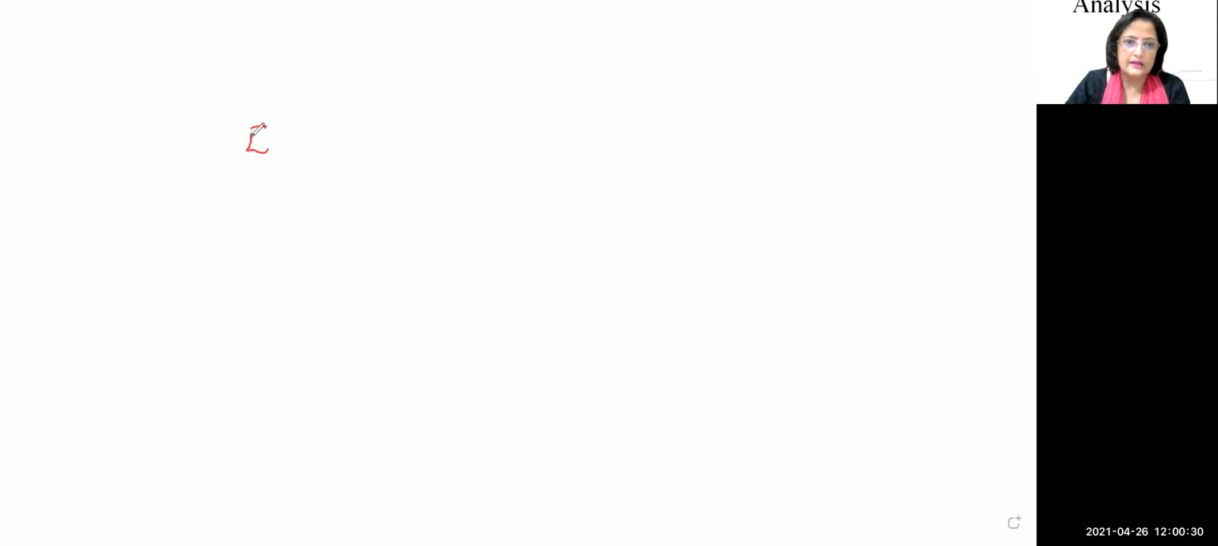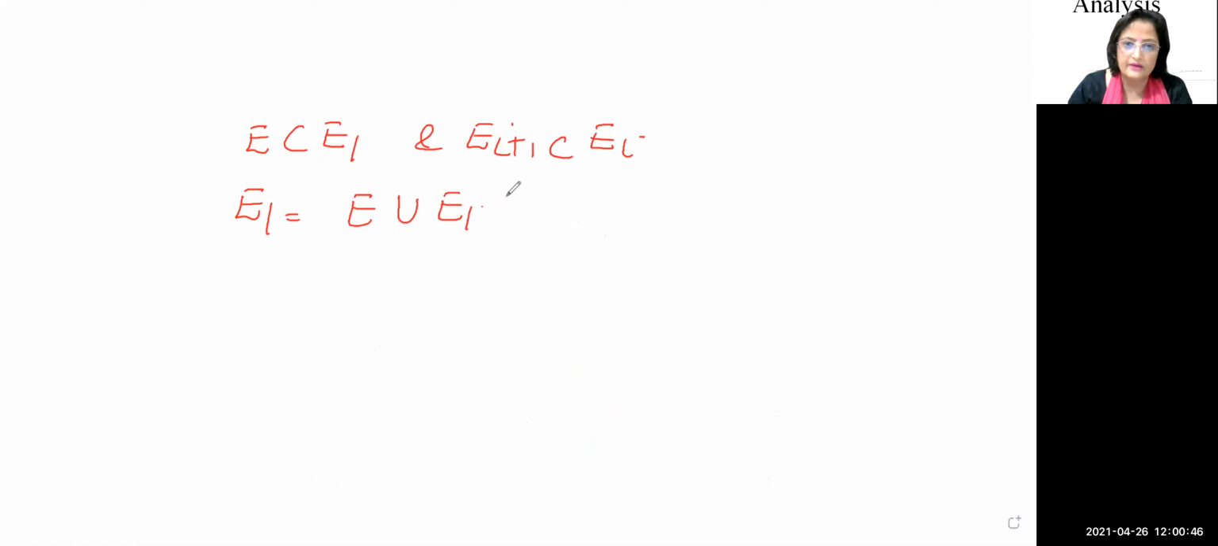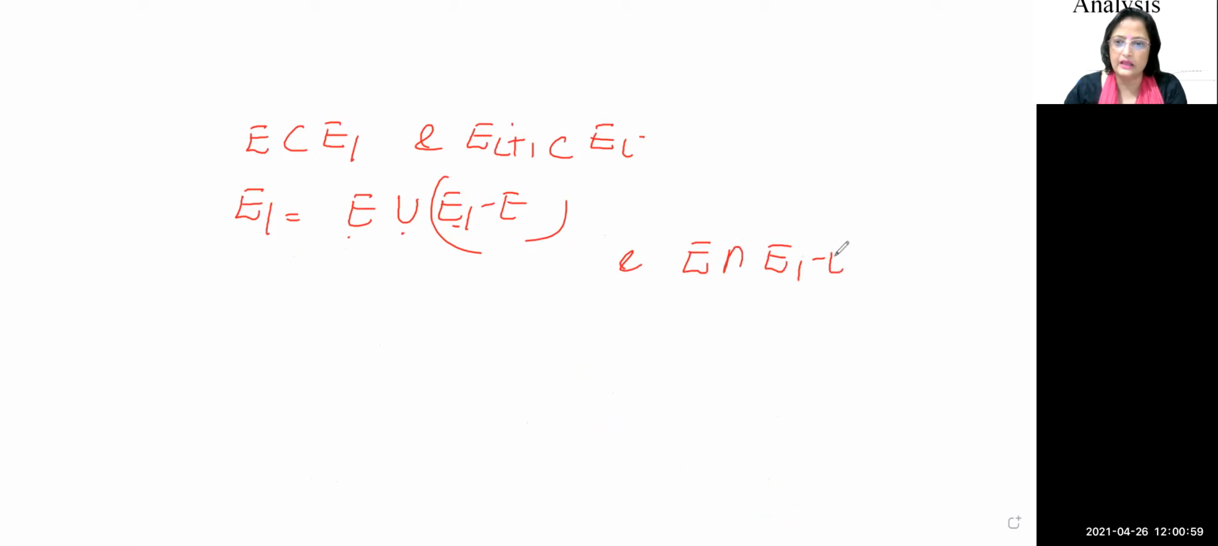Now E is the intersection of all. It means E is contained in E1, and En plus 1 is contained in En. This is by the given condition. So how is E1 created? E1 is E union E1 minus E. First we take a union, then we subtract, just as we do addition and subtraction with plus and minus. Okay. And E intersection E1 minus E is equal to the empty set.